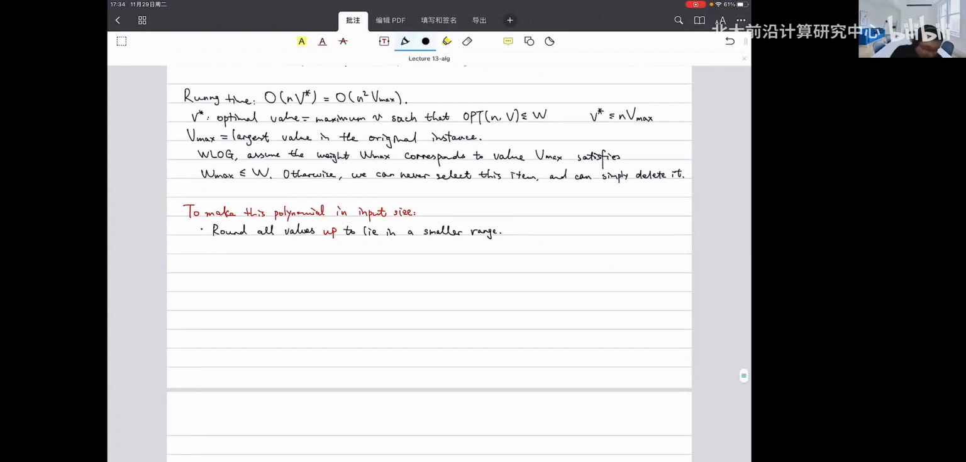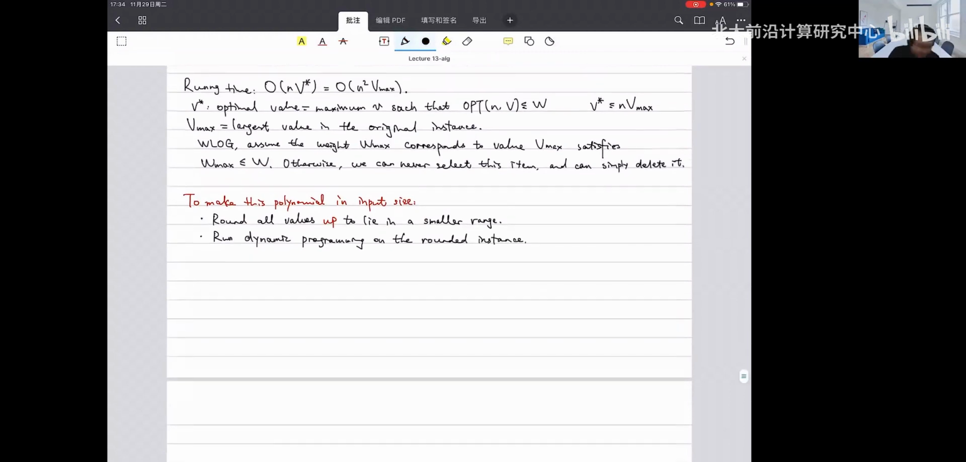So this is the first point. And the second point is, of course, that after you make the rounding, we just run dynamic programming on the rounded instance. And after that, we just return the optimal items in the rounded instance.